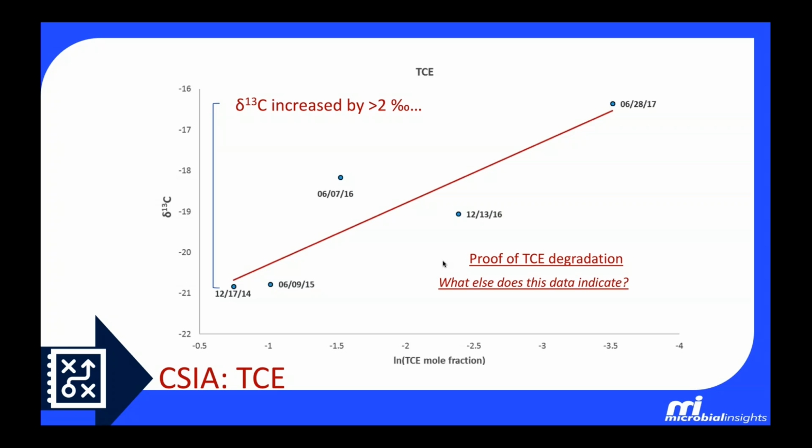But what else can this data tell us? Even better, our TCE mole fraction and the delta value changes are consistent. So this indicates that there likely isn't a NAPL source nearby. If there were, we would likely see a lot of fluctuations in this data. We wouldn't be able to draw a line so clearly.